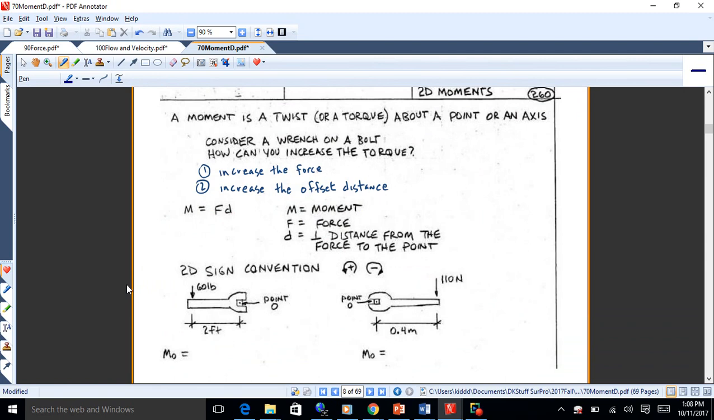All right, so on page 260 there, we've got what a moment is, and we have the ways we can increase the torque: increase the force, or increase the offset distance.